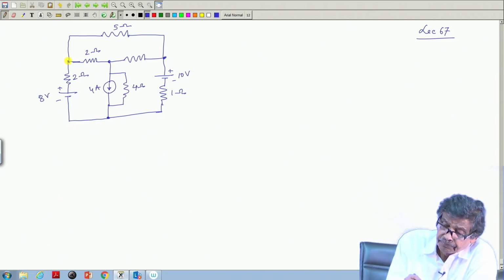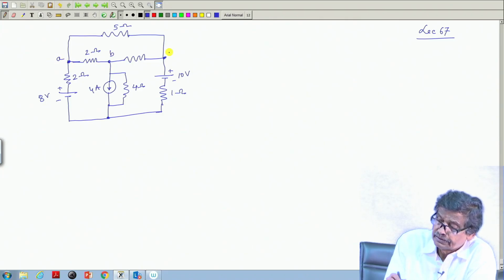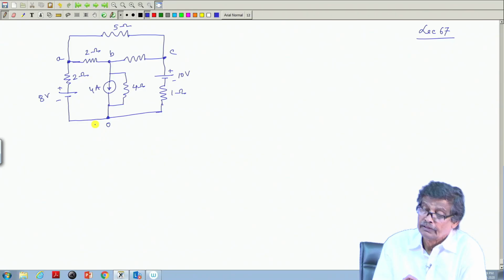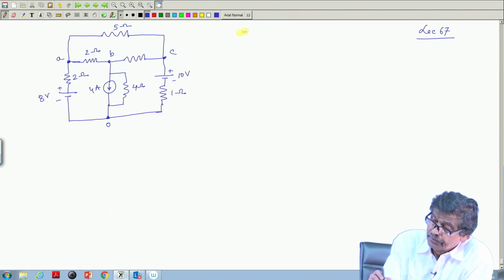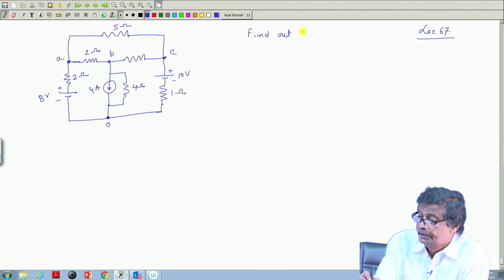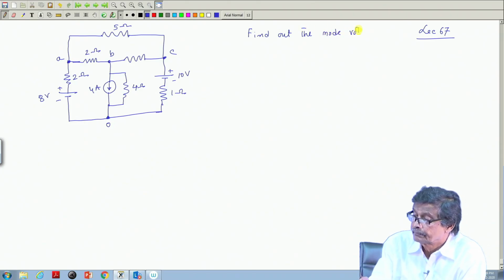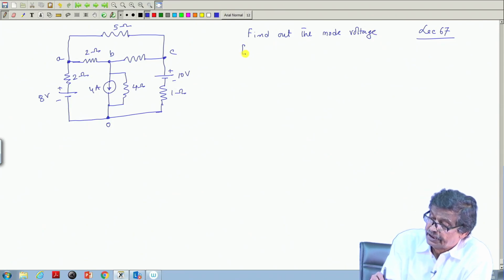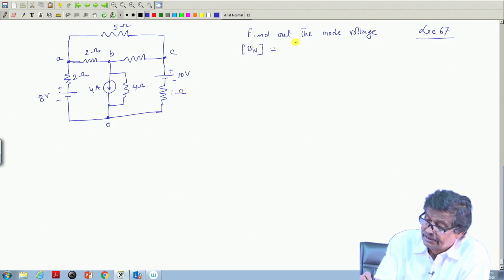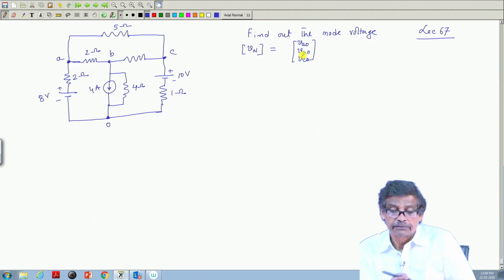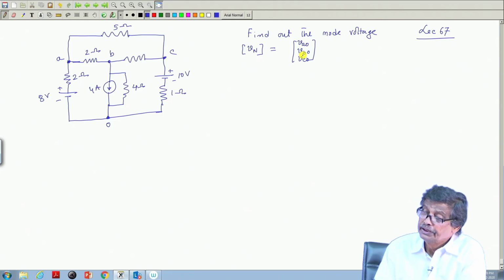How many nodes are there? 4, A, B, C, choose this to be 1. So, what I want to do? I want to find out the node voltages, that is V n. What is this V n? It is equal to V A 0, V B 0, V C 0, this column vector. If you know the node voltages, you have solved the circuit, other parameters being known. So, I want to find out these node voltages using graph theory.